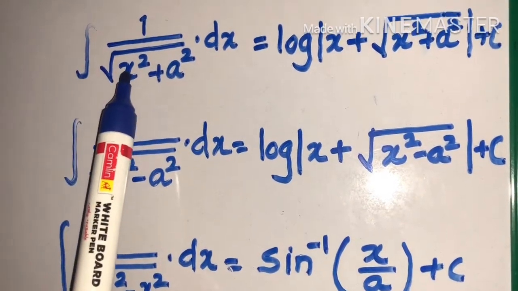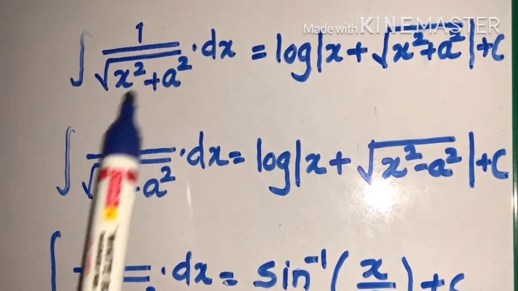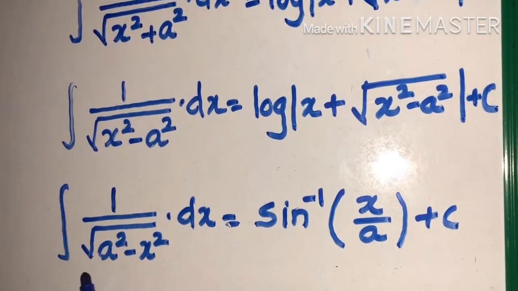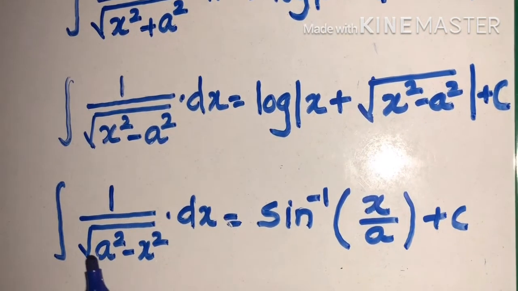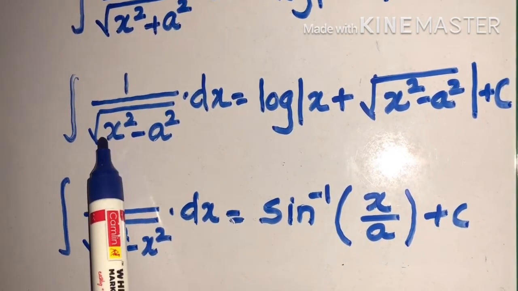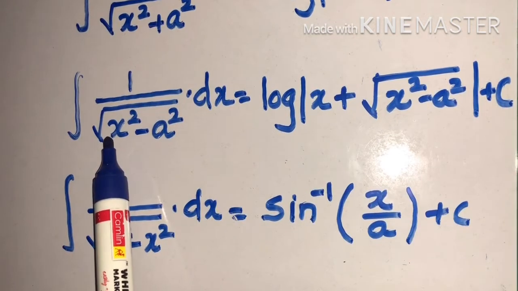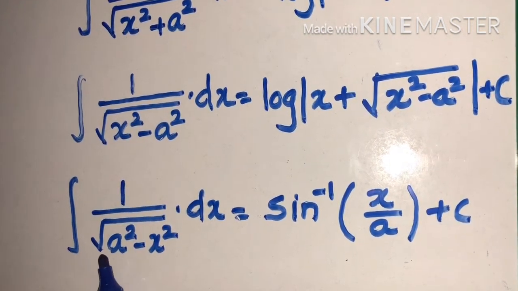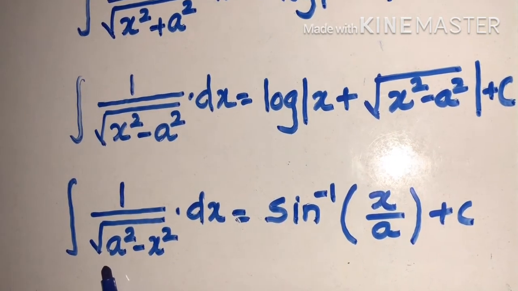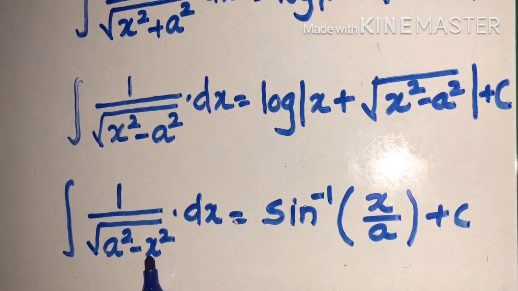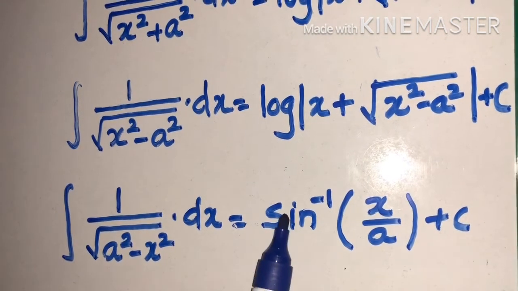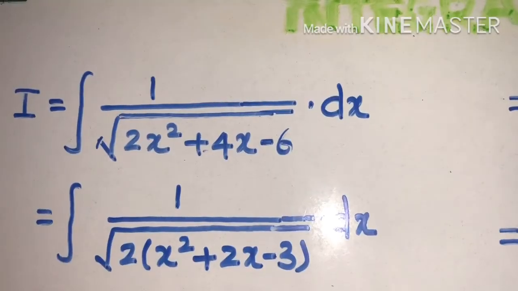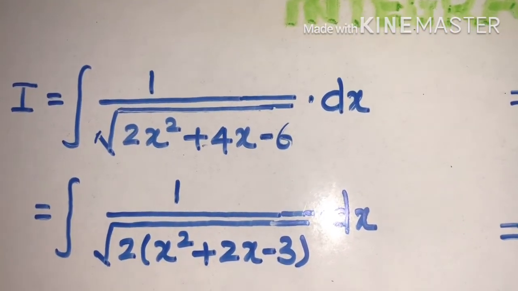So in the first one we have plus sign in between these two, in the second we have a minus sign in between these two, and in the third one also we have minus sign, but if you observe it, in the second one the first position was a variable and the second one was a constant. In the third we have constant at the first position and a variable at the second position, so its value will be sine inverse of x upon a plus c. I'll take one example based on 1 upon root quadratic equation.